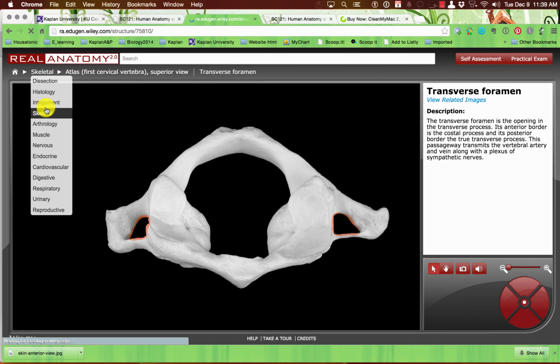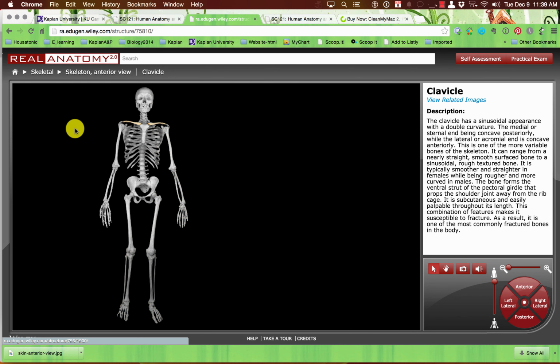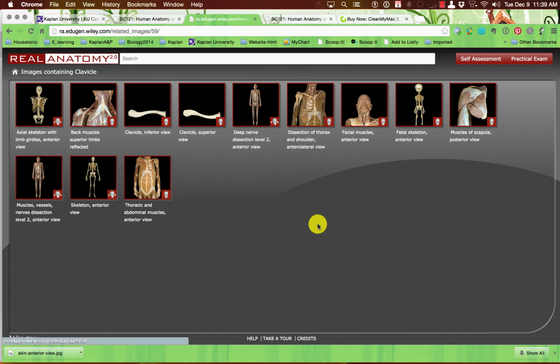Let's go back here. Start over. Okay, now I want this. So now I'm going to look at the clavicle. There's the clavicle. View related images. Here's the clavicle. That's the bone in the front of your neck. It's at the lower part of the neck. It actually attaches to the scapula and your arm. So it's connected to the sternum, your breastbone.